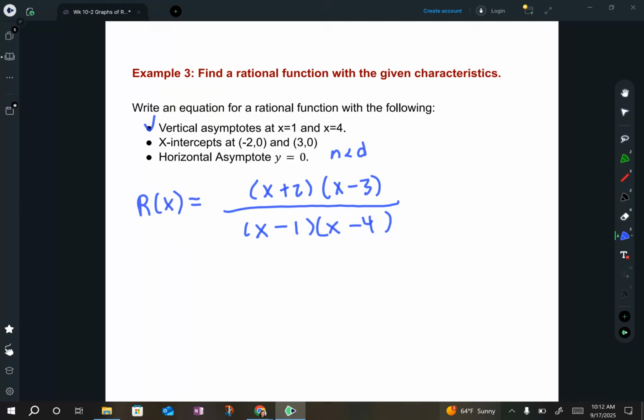So the way we fix that is we just make the degree of the denominator bigger. I'm just going to add an x right down here. You could add x - 5, you could add whatever you want. The only thing you could not add is x + 2 or x - 3, because that would mess up your x-intercepts. You can't add a factor that's in the numerator because that would make a hole. But other than that, you can put any factor that you want. So there we have our rational function with the given characteristics.